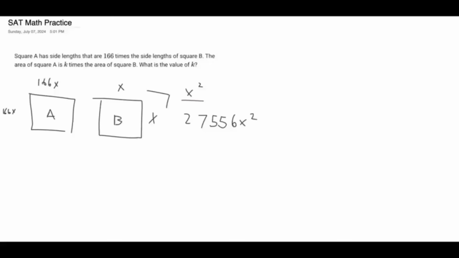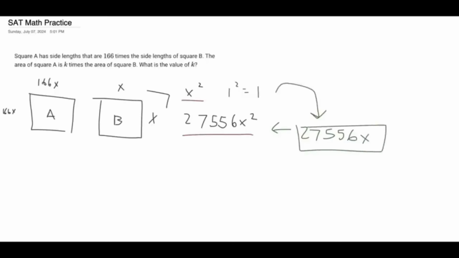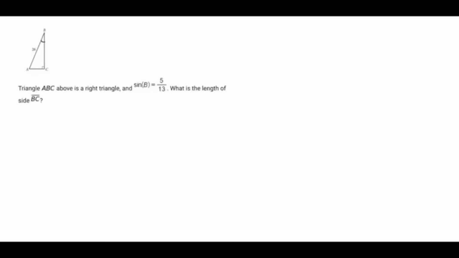Alright, so now we want to compare these two numbers, right? Because this is the area of square B, and the one on the bottom is the area of square A. So how can we compare? Well, we can just plug in a random value for x. Let's say the side length of B was 1. Then we would get 1 squared, which is just 1. And since 1 squared is 1, the bottom part is just equivalent to 27,556. We can clearly see the relationship here that the area of square A is 27,556 times the area of square B.